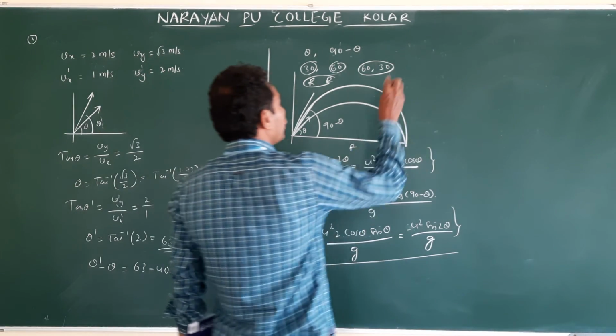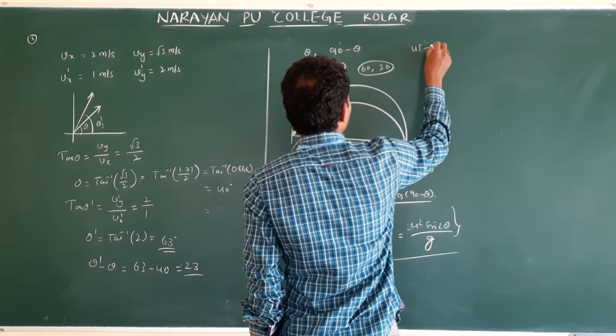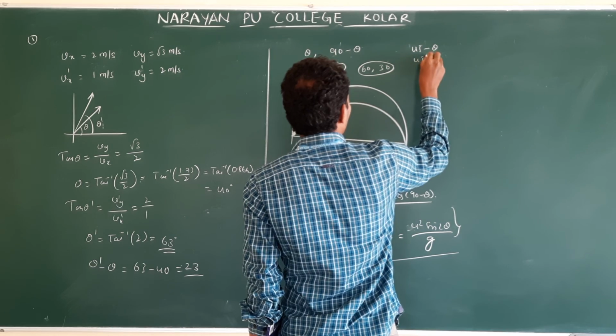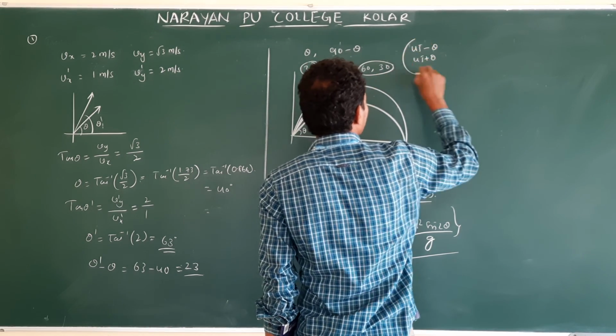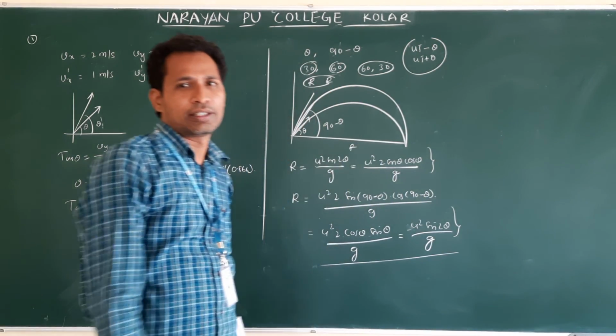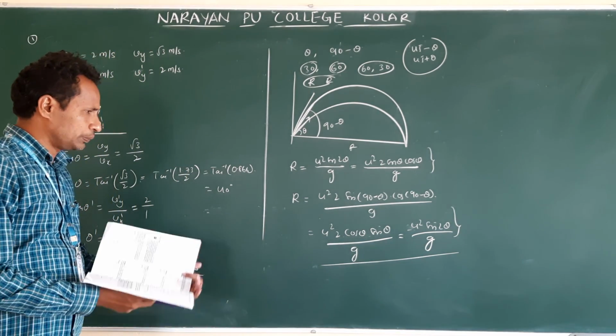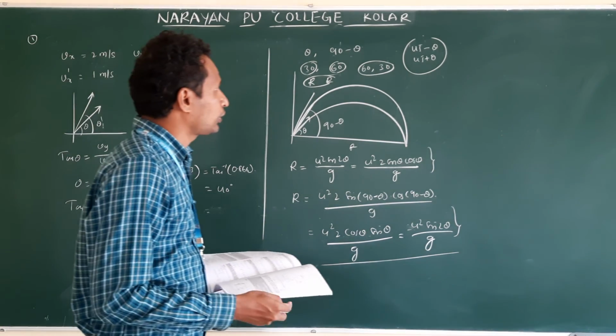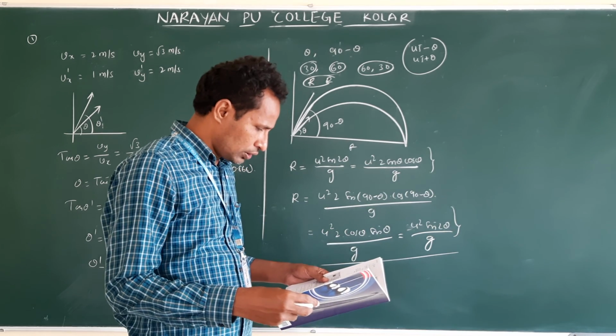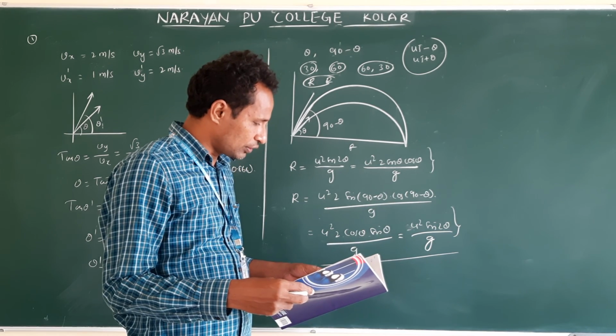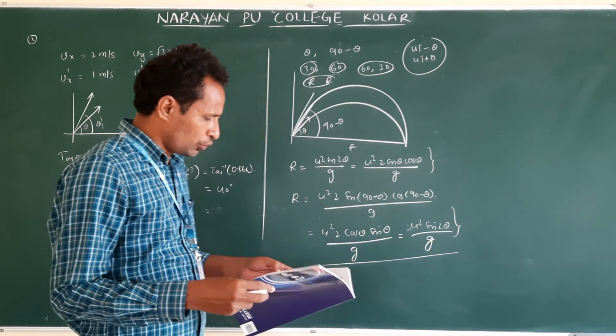He gave 45 minus theta and 45 plus theta. You check this in the textbook. Clear? So now, for these two angles the range remains the same.